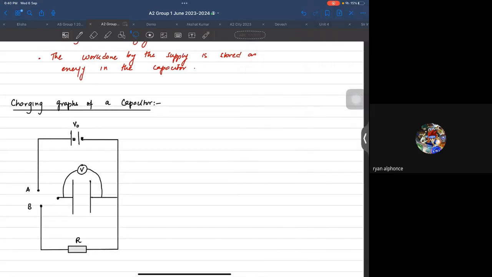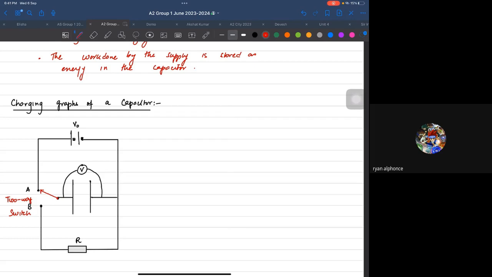All right, you people. Now, the configuration that we're going to use when charging the capacitor: we want the capacitor to be connected to the battery first. So in this case, we're going to use this two-way switch. When it's connected to point A, it means the capacitor and battery are connected. The resistor is not.